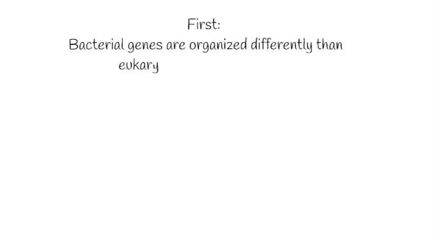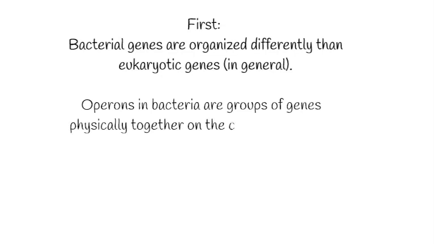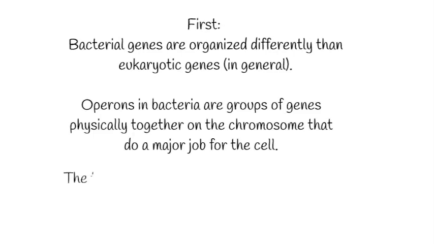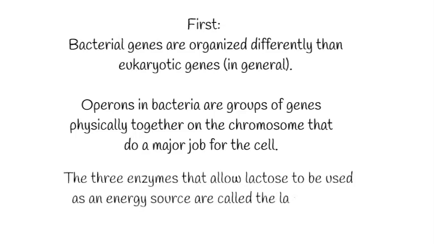They have operons, or groups of genes physically close together on the chromosome that do a major metabolic function for the cell, along with their control elements. In this case, it is the three enzymes that allow the cell to use lactose as a sugar. This will be turned off either in the presence of glucose or in the absence of lactose. We'll look at the control mechanisms that occur when lactose is available.